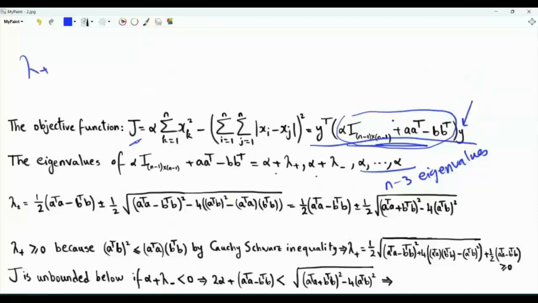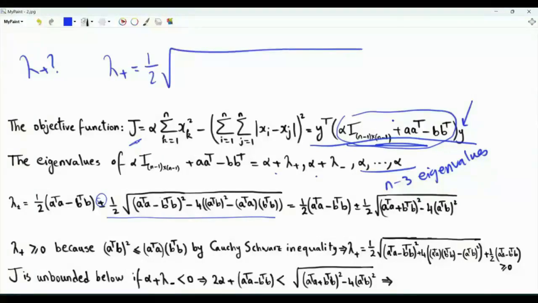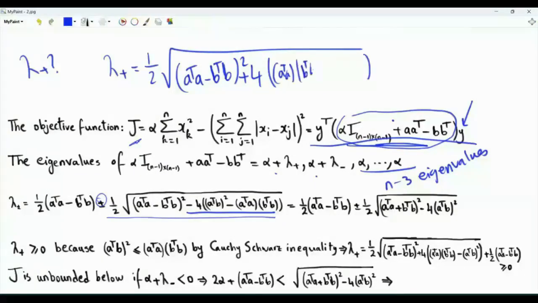Is lambda plus positive? Lambda plus is this square root and the plus sign. This is 1/2. Under the square root, we have the square of A transpose A minus B transpose B. Let me write this as plus 4. Between brackets, we have A transpose A, B transpose B, minus the square of A transpose B. Then we have plus 1 over 2, A transpose A minus B transpose B.